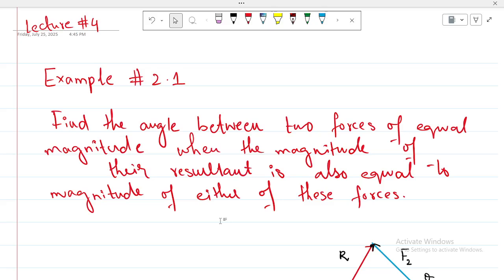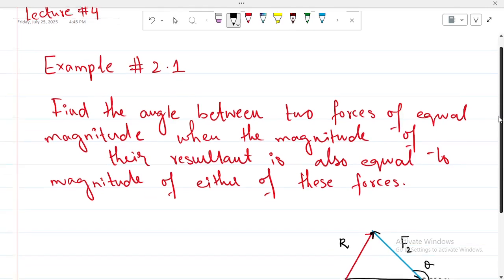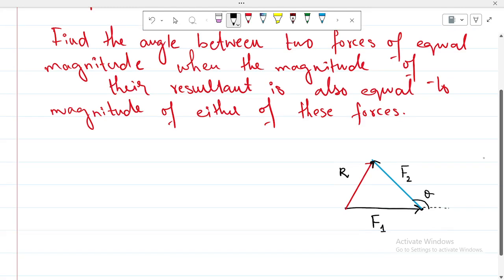So this lecture we will be solving one of the examples, 2.1, given in the book. The example says: find the angle between two forces of equal magnitude when the magnitude of the resultant is also equal to the magnitude of either of the two forces. And we can represent this problem using vector diagrams as such.